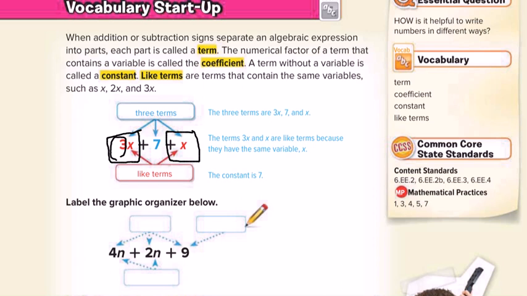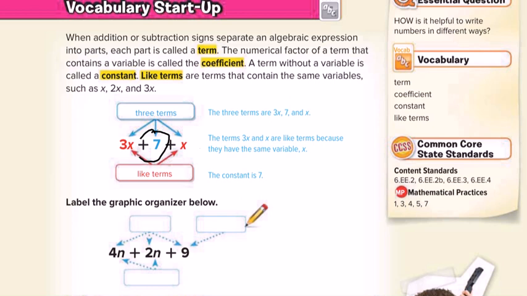Okay? The coefficient there that's understood is 1 because that is 1x, and we've talked about that before, how with algebra, they don't ever put 1x because you can only see that there's 1x there. So the 1 is understood to be the coefficient there. Okay? Then we have a term without a variable is called a constant. So in this example, 7 is a constant.